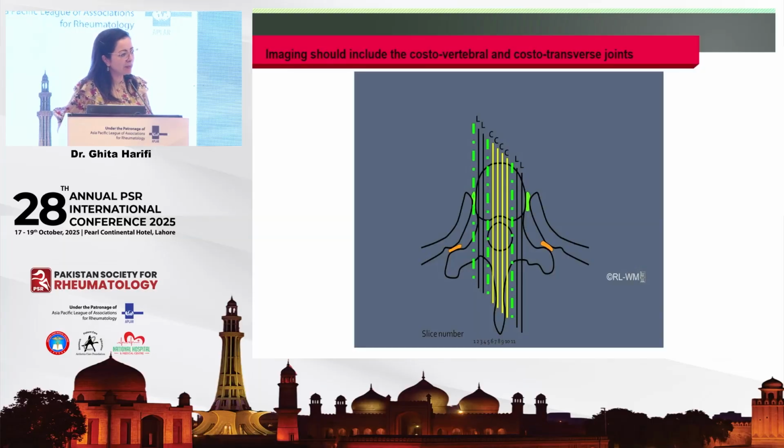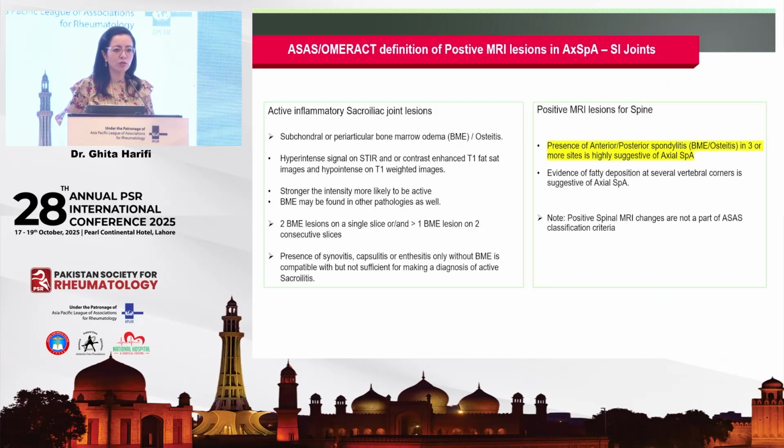So it's very important because routine imaging of the spine for neurology, neurosurgery and orthopedic specialties typically focuses on the central sagittal slices and doesn't go that lateral. So do ask your radiologist, please, to include the costovertebral and costotransverse joints in patients suspected to have spondyloarthritis.